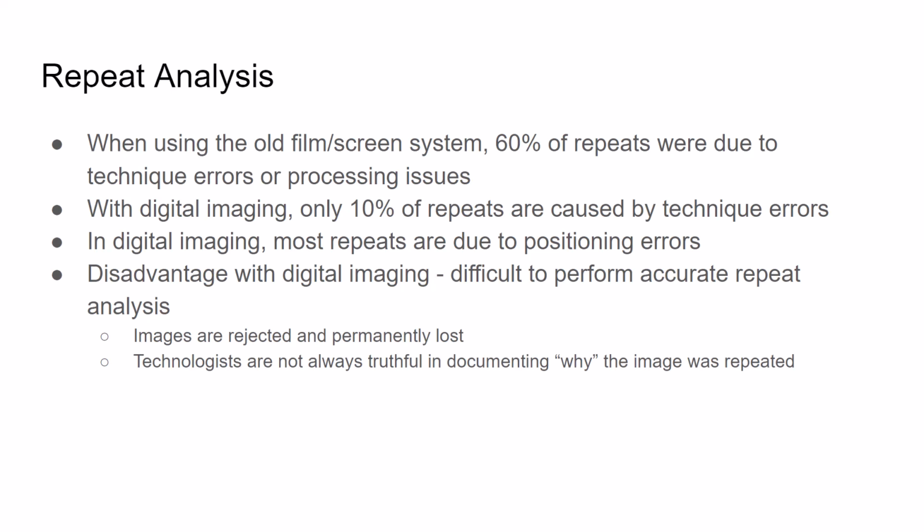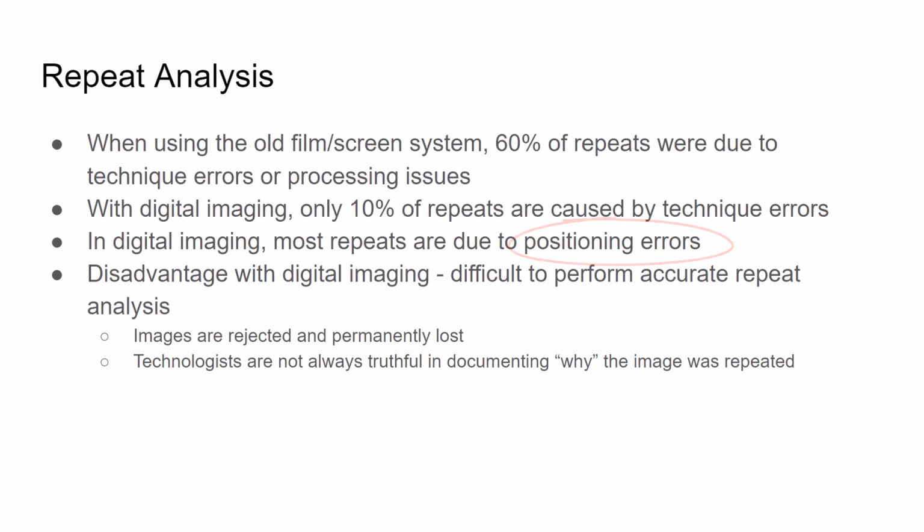With digital radiography, only 10% of repeats are caused by technique errors. If an image is overexposed, it no longer appears too dark to visualize. Processing algorithms and automatic rescaling fix a lot. This means a majority of repeats in digital radiography are due to positioning errors by the technologist.